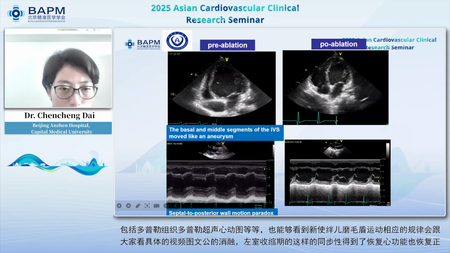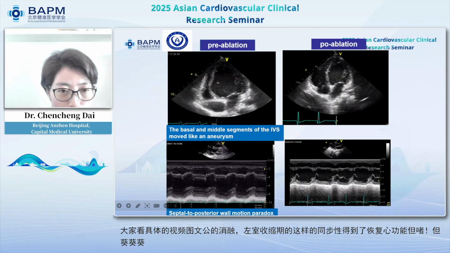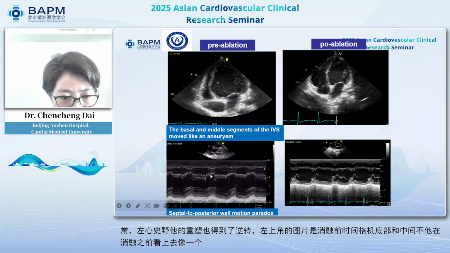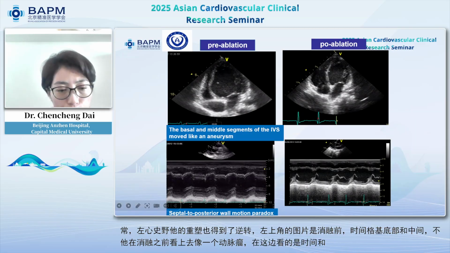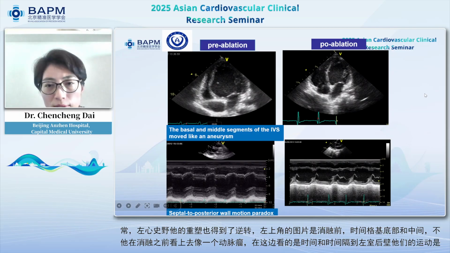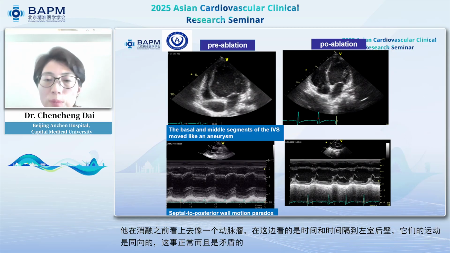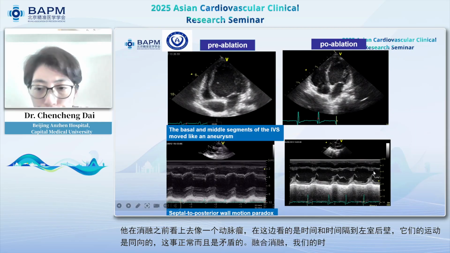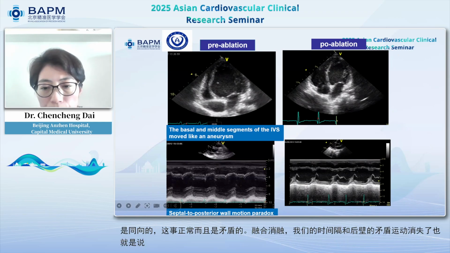The left picture shows the basal and middle segments of the interventricular septum moved like an aneurysm before ablation. And the M mode shows the interventricular septum and the posterior wall of the left ventricle move in the same direction. It is abnormal. After ablation, the abnormal interventricular septum movement disappeared, and the synchronicity improved after ablation by M mode.